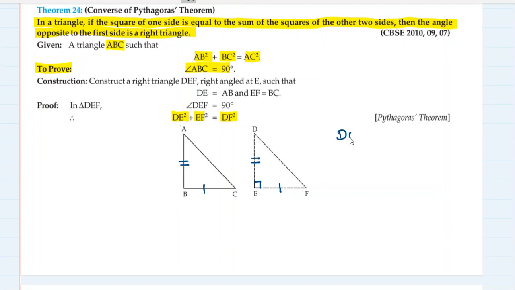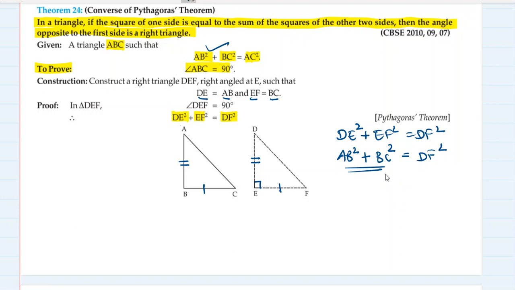See the statement, DE square plus EF square is equal to DF square. This is by applying Pythagoras theorem in triangle DEF. But we know that DE is equal to AB. So in the place of DE square, can I write AB square? Yes. And in the place of EF square, can I write BC square? Because EF is equal to BC. Yes, so it is equal to DF square. But AB square plus BC square, what is it? AC square. So can I replace?